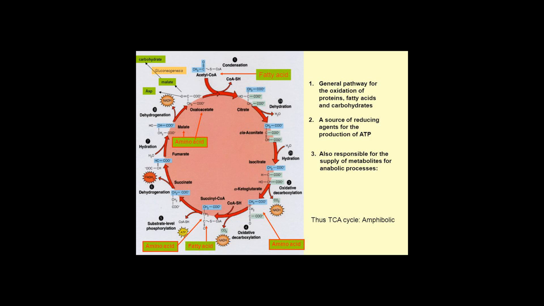Because the citric acid cycle is involved in both catabolic and anabolic processes, it is known as an amphibolic pathway.